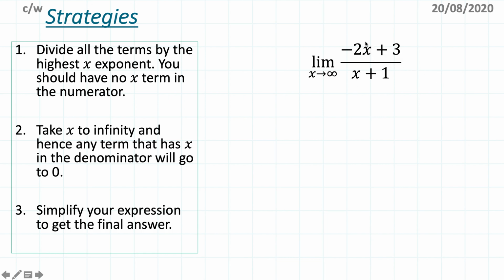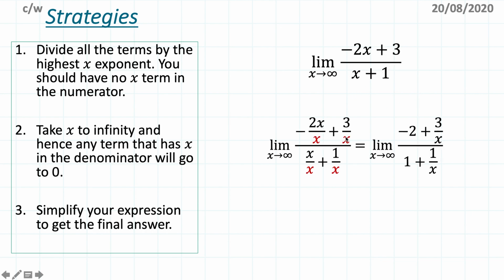So what we're going to do is divide every single term here by this x. So I'm dividing by x, divide by x, divide by x, and divide by x. And then I'm going to simplify it. Okay, so I'm simplifying everything. I'm getting negative 2 plus 3 over x, 1 plus 1 over x. And this is what I mean, you should have no x terms in the numerator. None of the numerators have an x term in them because we've cancelled them out. So using the highest exponent property.